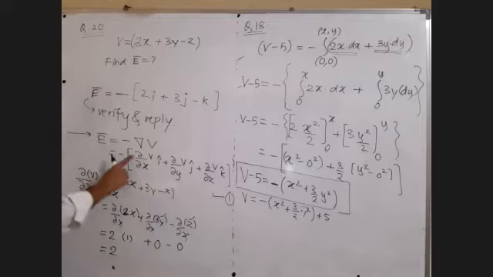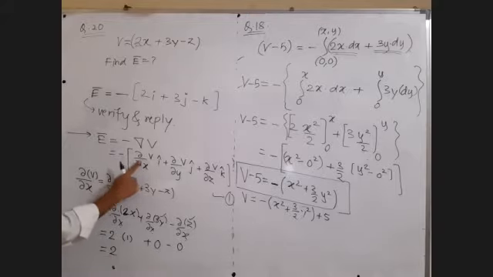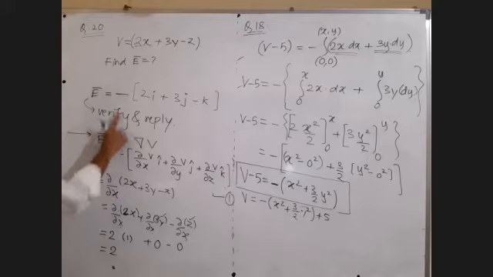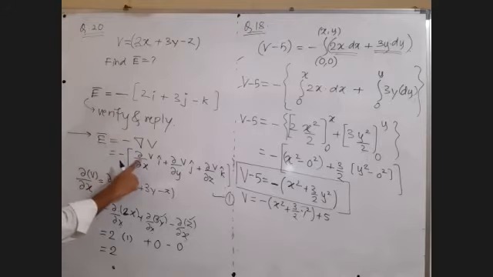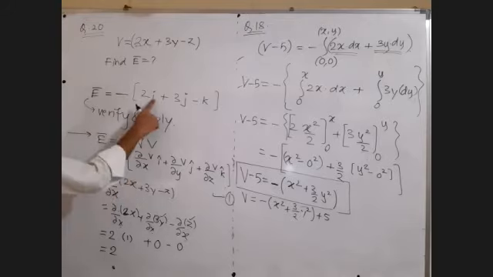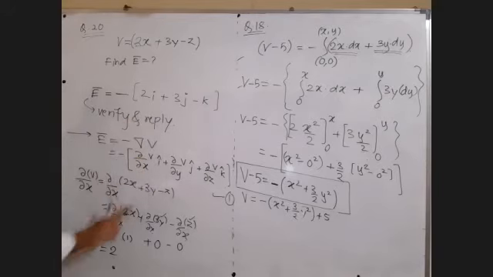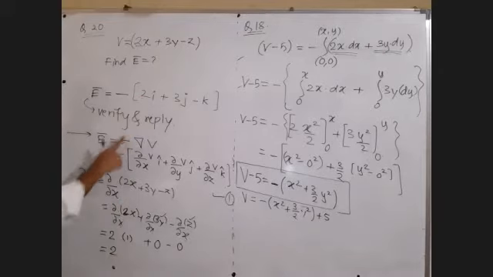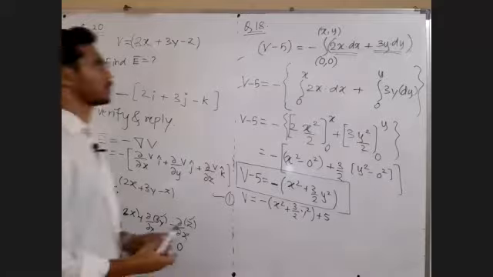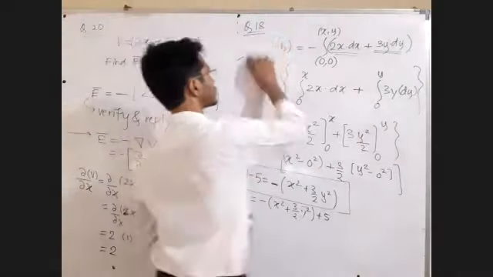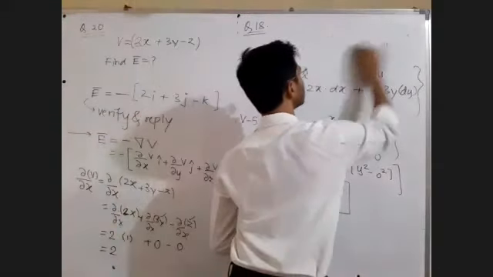Now you can observe dou V by dou x is equal to 2. So this minus sign as it is, this 2 here and this i cap here. You can verify: dou V by dou x is equal to 2, and this minus sign. Okay, in this way you have to do all the calculations.